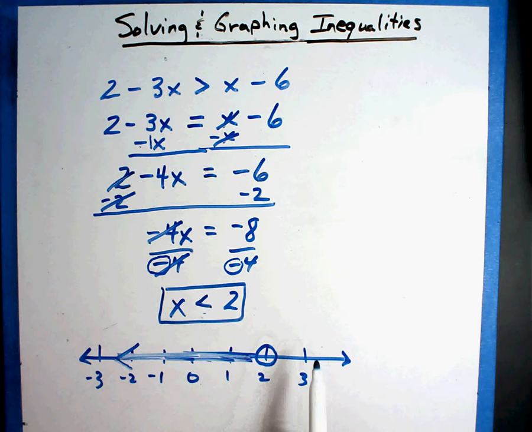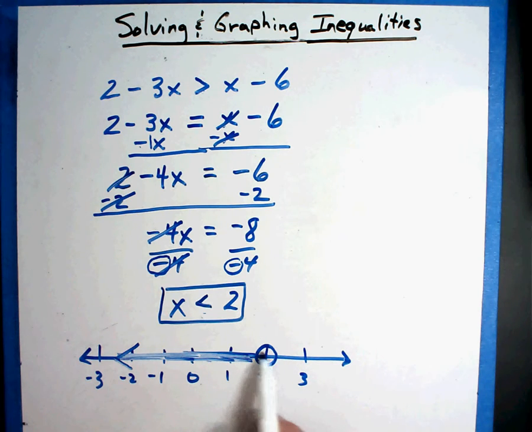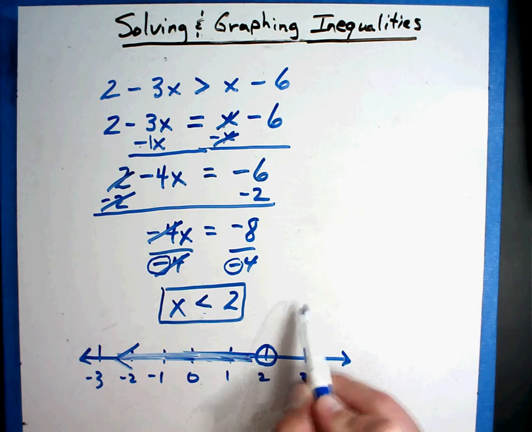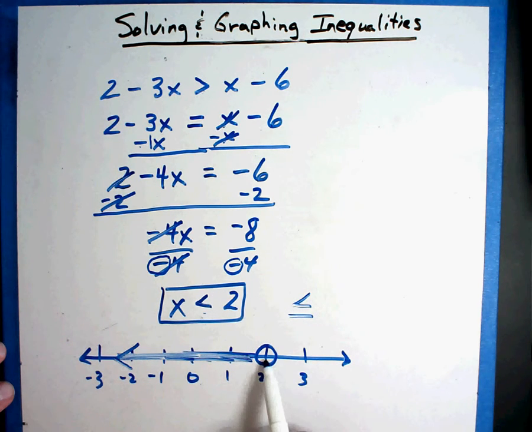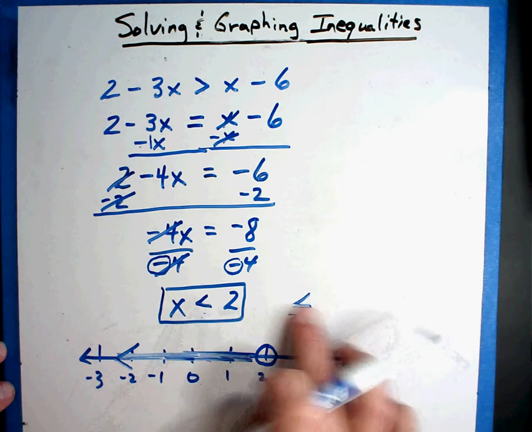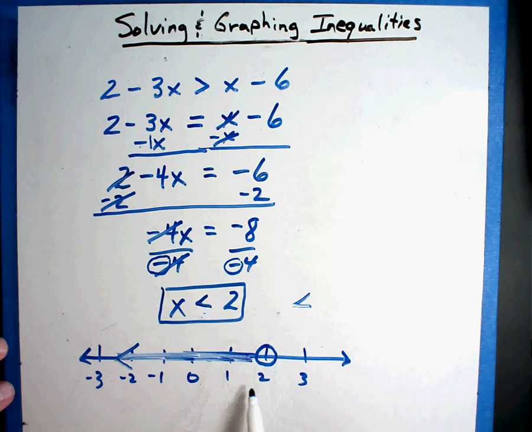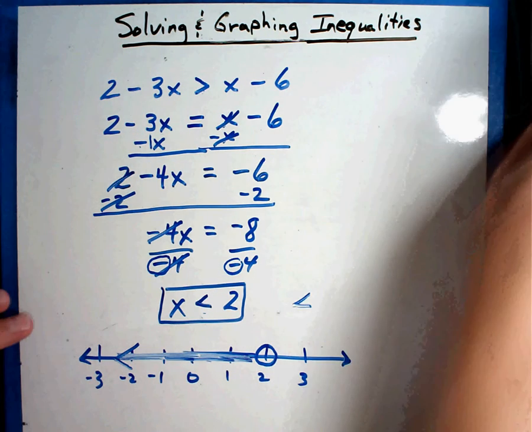Now, you've probably done these before, and sometimes you've seen where they actually fill in this circle. If it would have been not this sign, but this sign, with an equal, you fill in the circle. This one doesn't have that, so it stays an open circle. That's how you graph it. Let's try one more real quick.